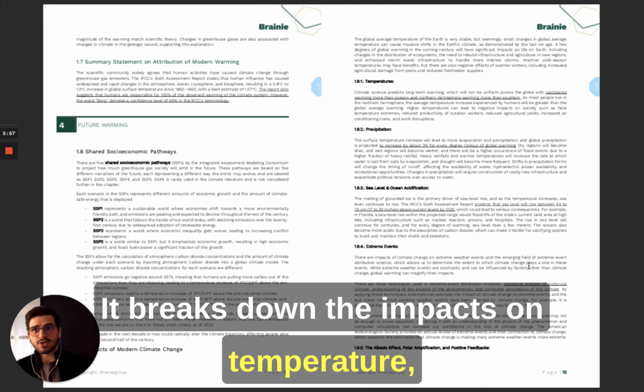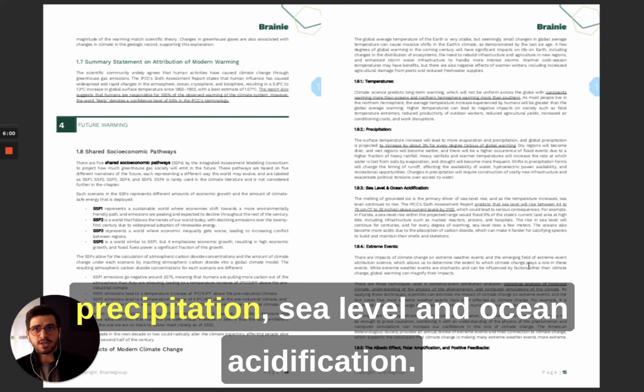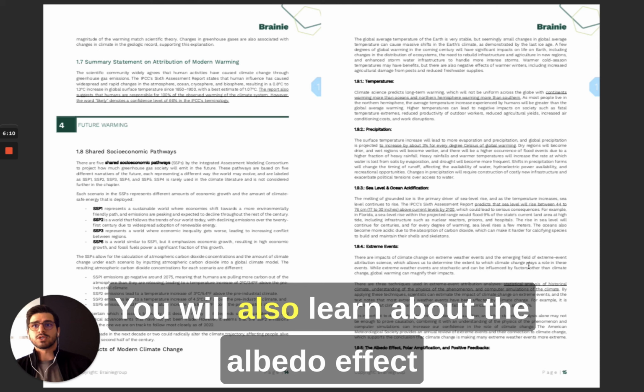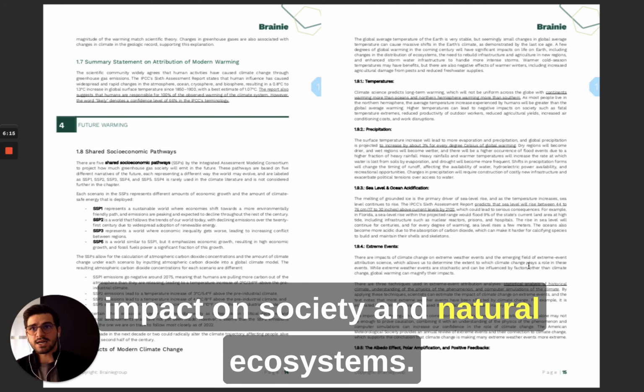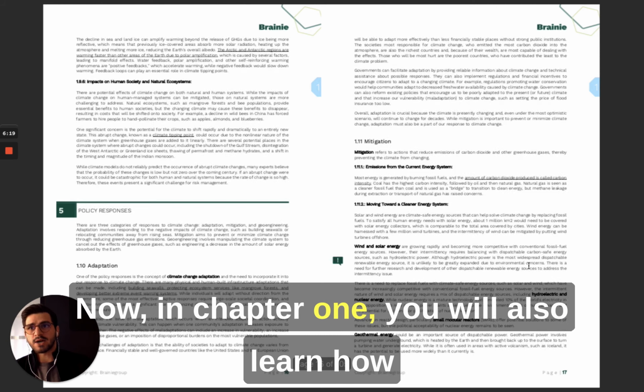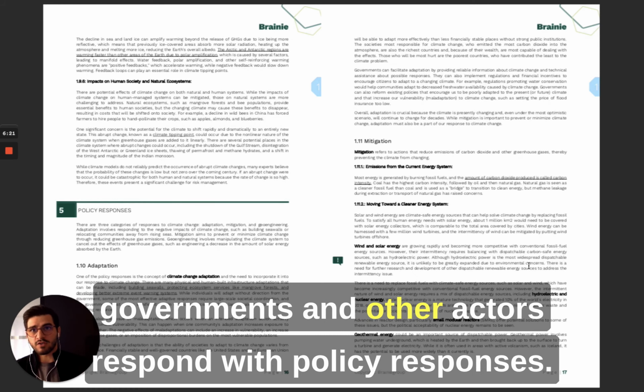With the SSPs described, the chapter goes on to explain what will happen if we hit certain increased thresholds. It breaks down the impacts on temperature, precipitation, sea level, and ocean acidification. We will also learn about the albedo effect and the positive feedbacks, as well as the impact on society and natural ecosystems. In Chapter 1, you will also learn how governments and other actors respond with policy responses.